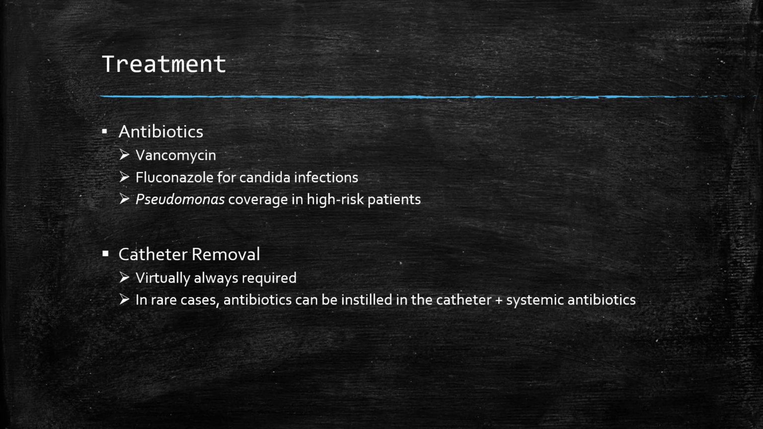Catheter removal can be considered source control for central line infections and is virtually always going to be necessary. In some rare cases, particularly in patients who are access nightmares, the line can be salvaged by instilling antibiotics in the catheter and long-term use of systemic antibiotics. But in reality, this is rarely successful.